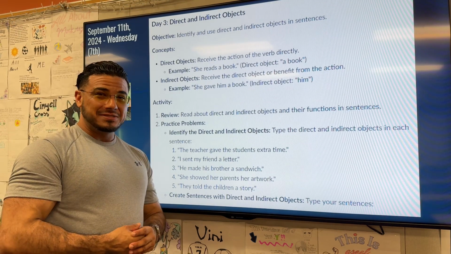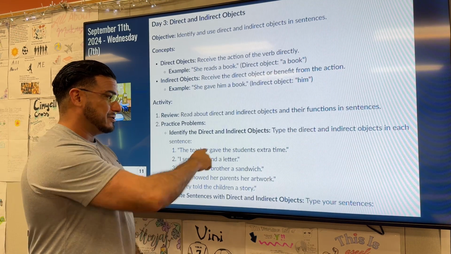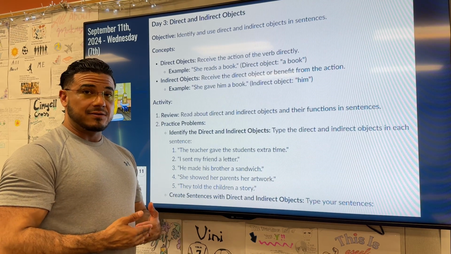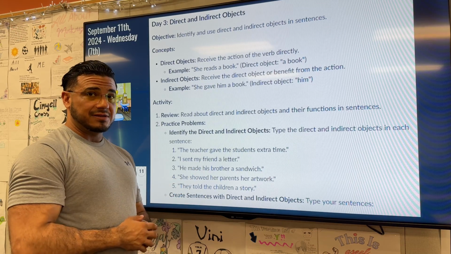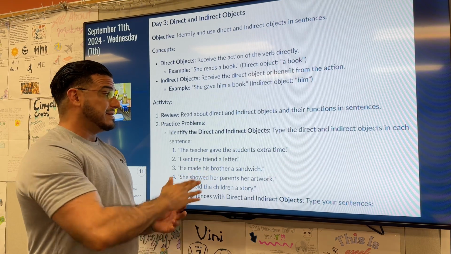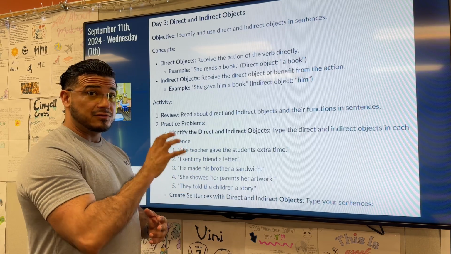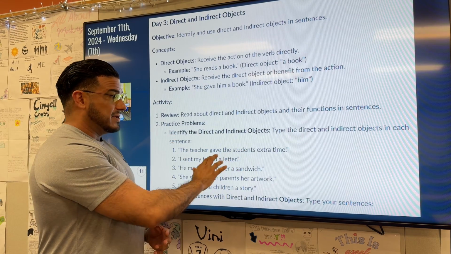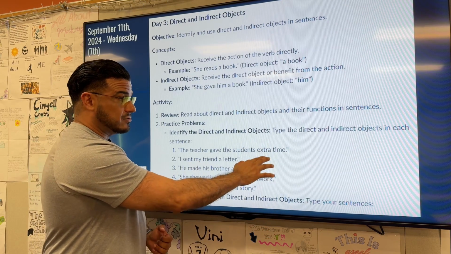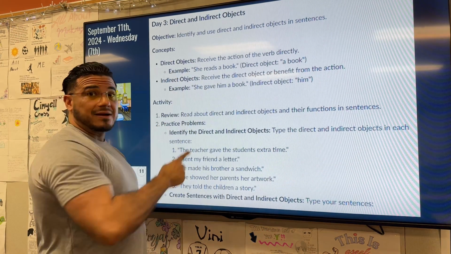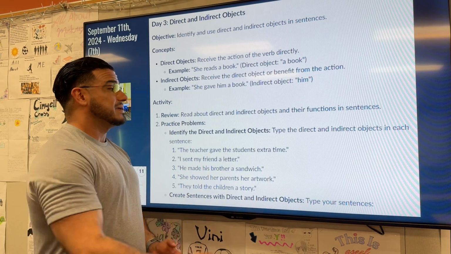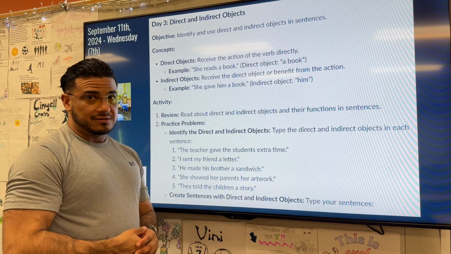All right, so let's go ahead and read sentence 1, which is, the teacher gave the students extra time. Breaking the sentence down, of course, we know that the teacher is our subject. Our verb associated with that subject is gave. In this sentence, I know that the direct object won't be the students because I'm not giving students the students. Instead, I'm giving them extra time, which makes it my direct object. However, the students are beneficiaries of that additional time, which makes them the indirect object.